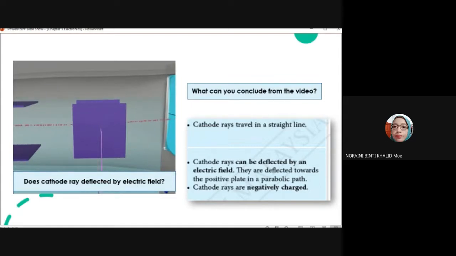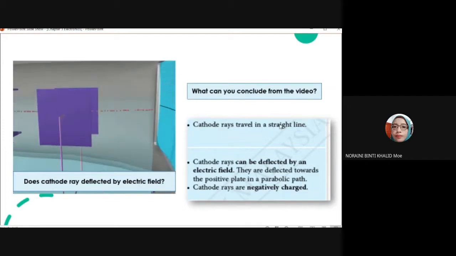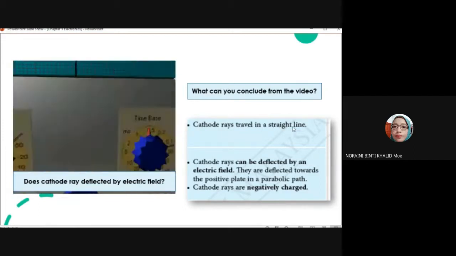So what can you conclude from the video just now? We proved that cathode rays travel in a straight line in a vacuum.